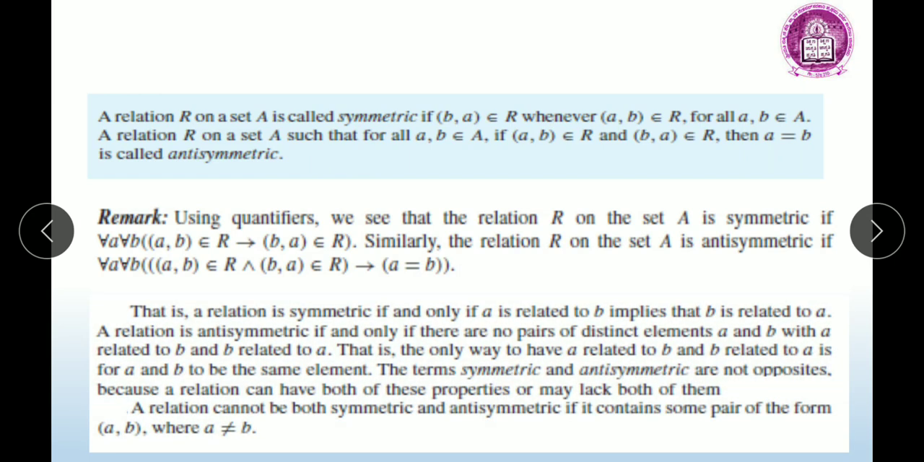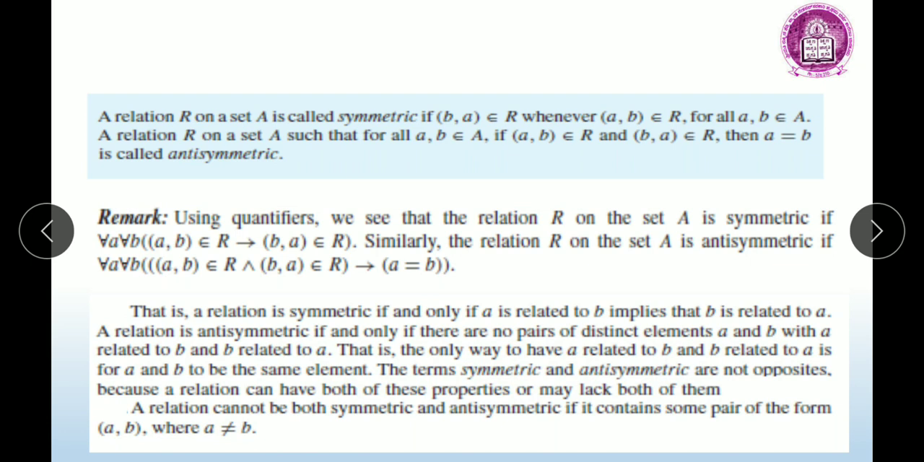I can observe that a relation is symmetric if and only if A is related to B implies B is related to A. A relation is antisymmetric if and only if there are no pairs of distinct elements A and B with A related to B and B related to A. That is, the only way to have A related to B and B related to A is for A and B to be the same element.